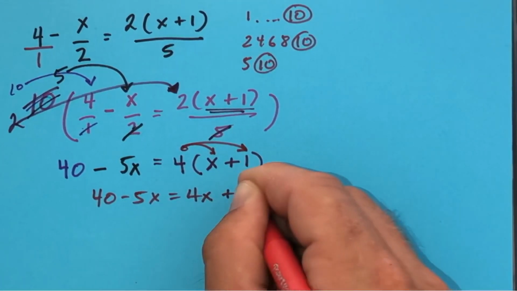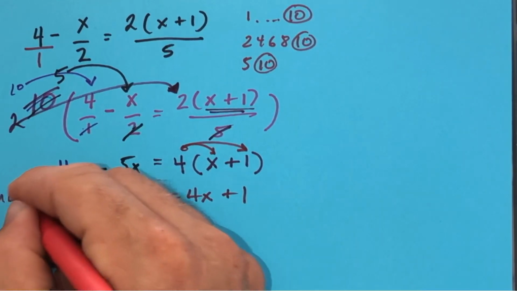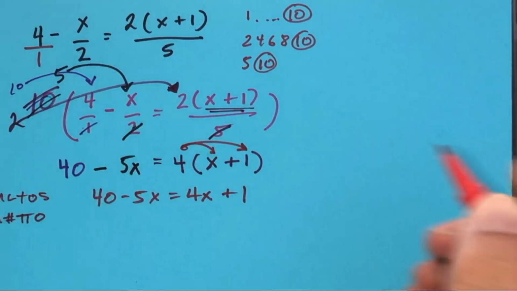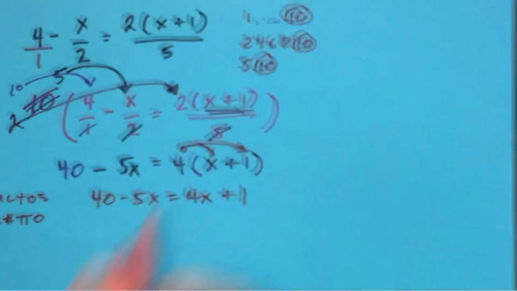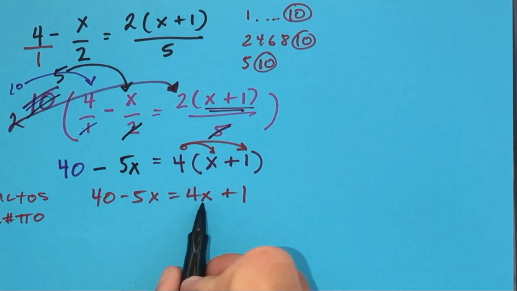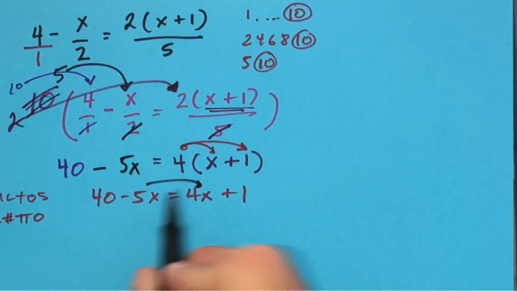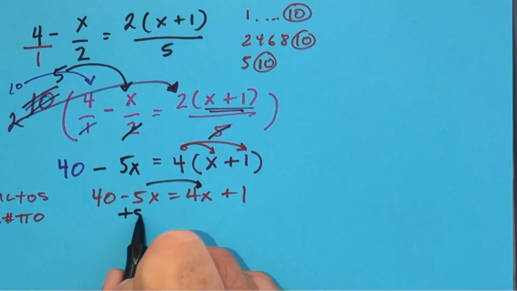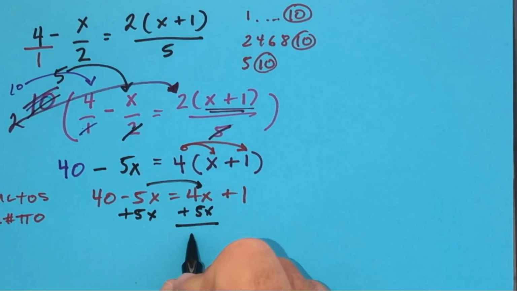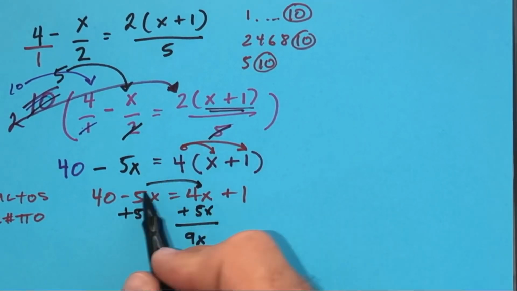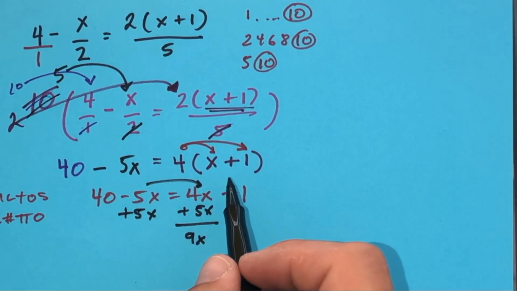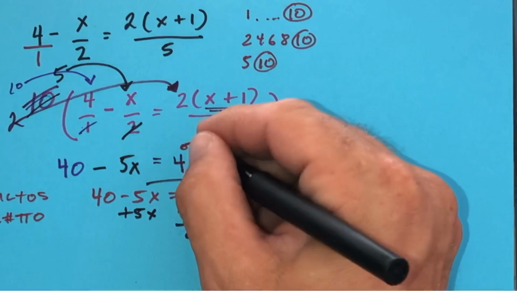And then the Miltos motto, right? Move letters to one side, move numbers to the other. Goofy, but that's just what I use. And what I'll do is move x to keep x positive. So I'll move it to the right because I know by adding 5x to both sides, I'm going to create a 9x here.